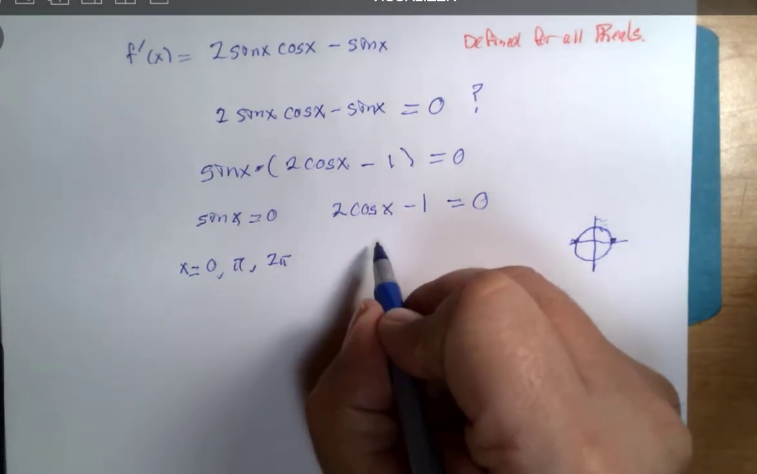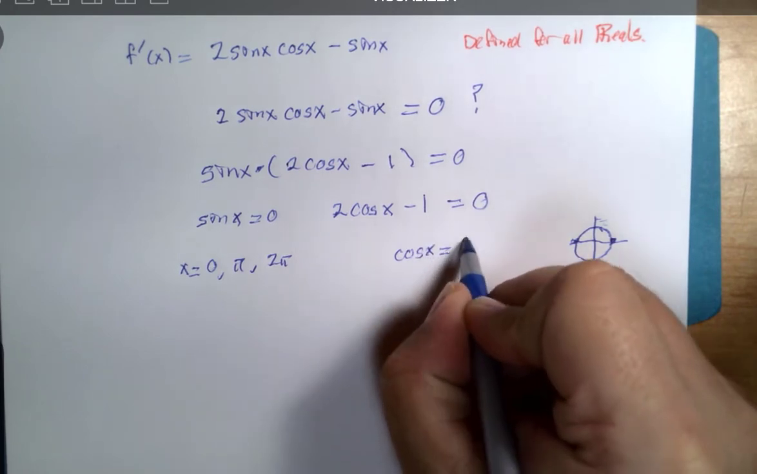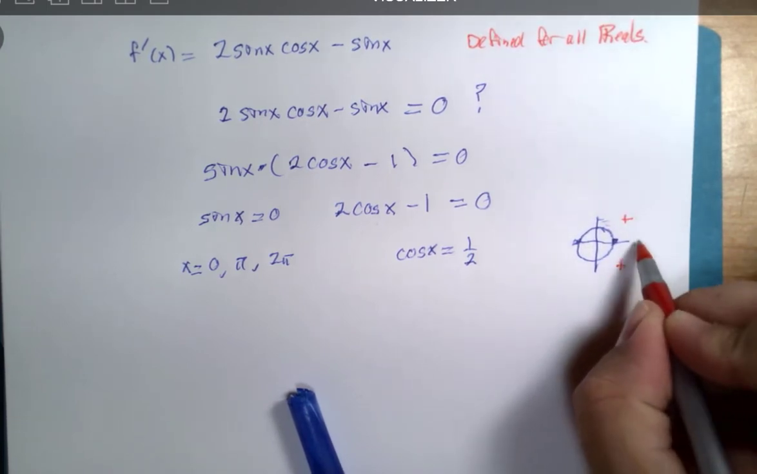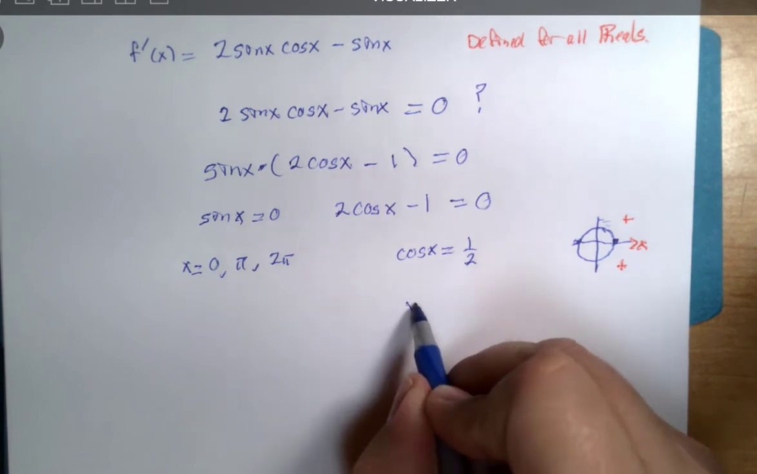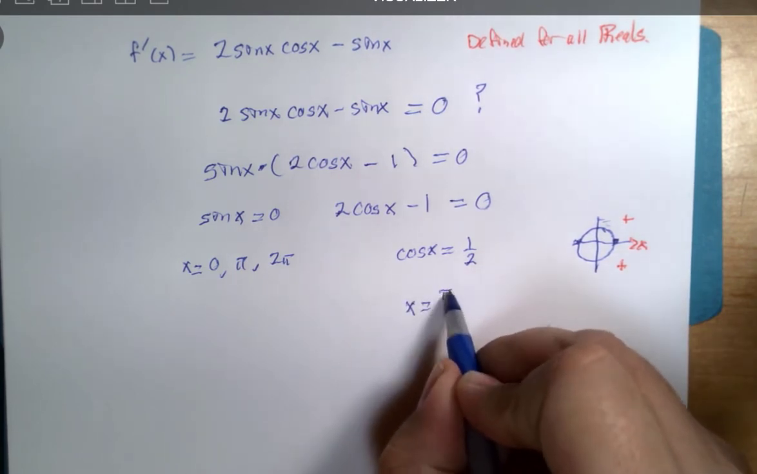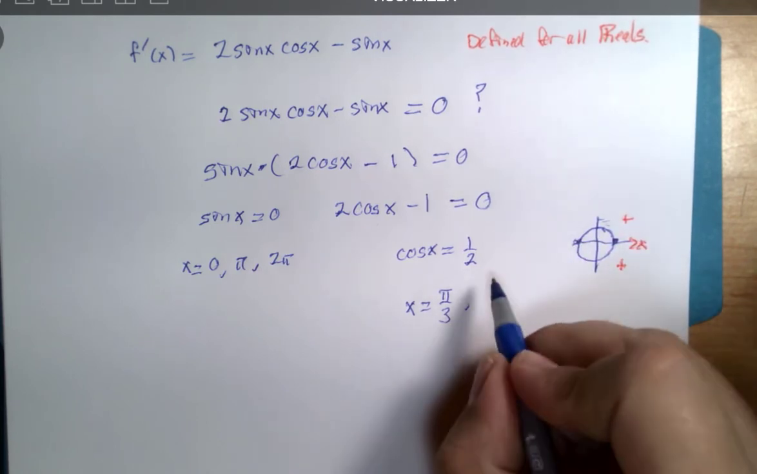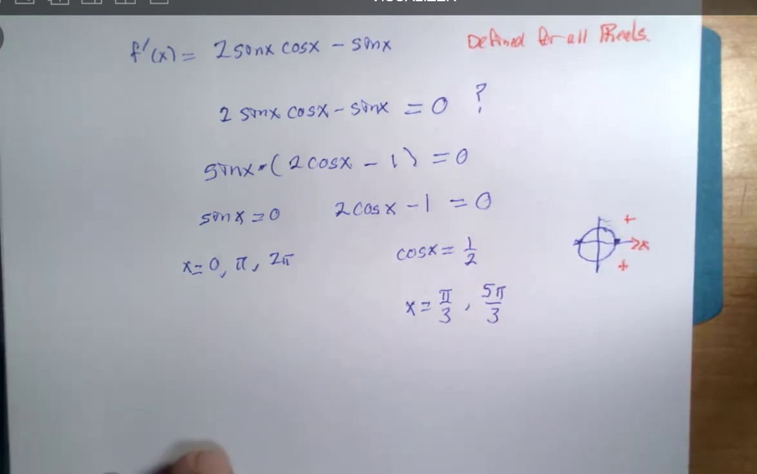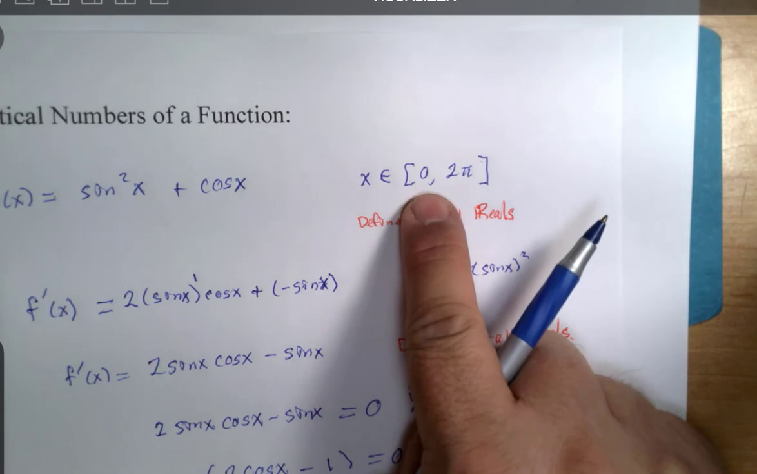What about this? Well, if I add the 1 and divide by 2, I get cosine of x is equal to 1/2. And cosine is positive in the first and the fourth quadrants. And if you know your special triangles, you could fairly quickly determine that happens when x is pi over 3, sometimes called 60 degrees. And in the fourth quadrant, that would be called 5 pi over 3. Do not call that value of x negative pi over 3, because this says you don't get to. It has to be from 0 to 2 pi.